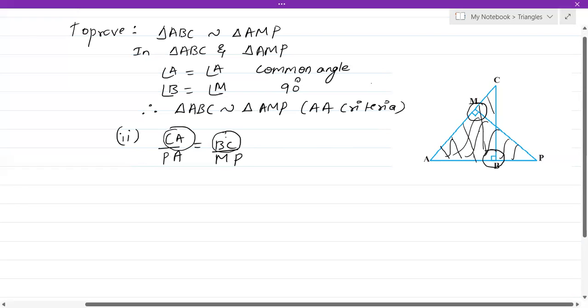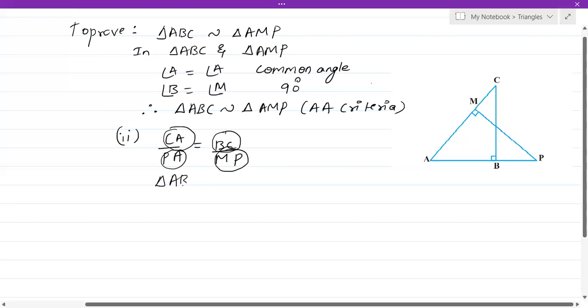Then the other triangle: observe the denominator. In the denominator, we have got PA and MP. So which is the triangle that has got PA and MP? If you observe, PA is here and MP is here. So which is the triangle? It is AMP, isn't it? So let's take this triangle AMP. That is, we have to take triangle ABC and triangle AMP, and we have to prove that they are similar. But we have already proved it is similar, isn't it?